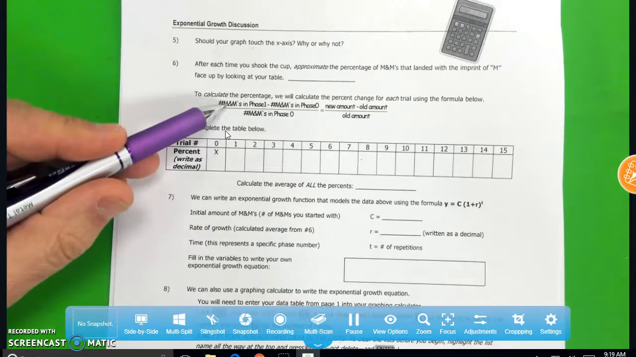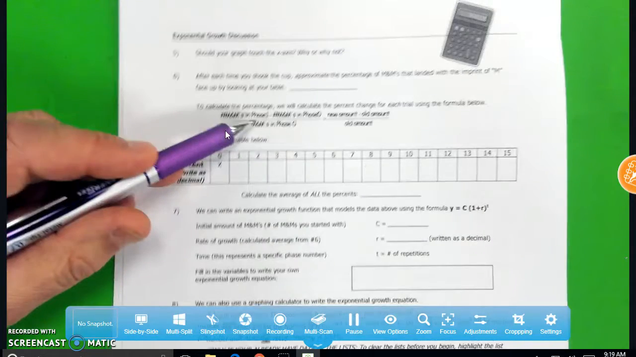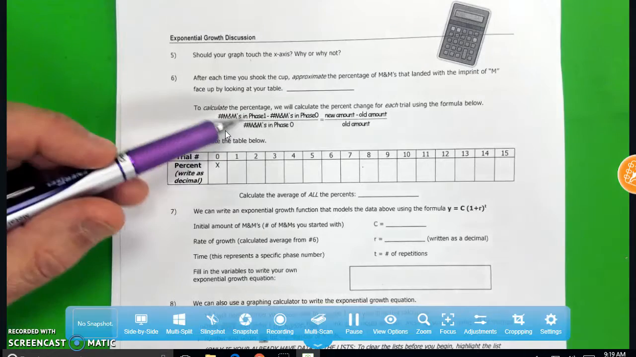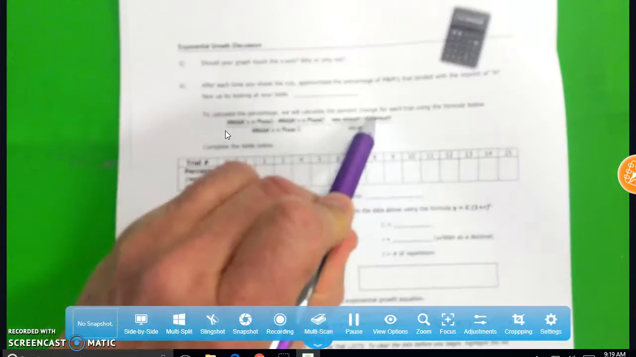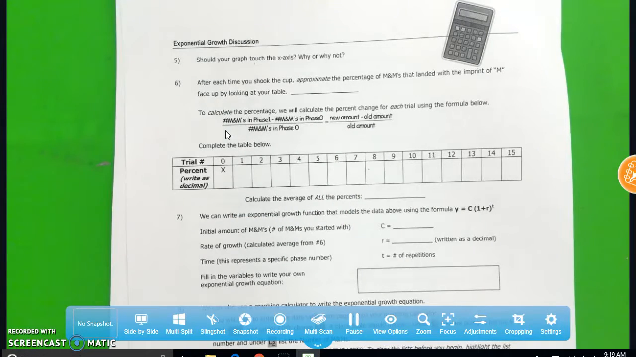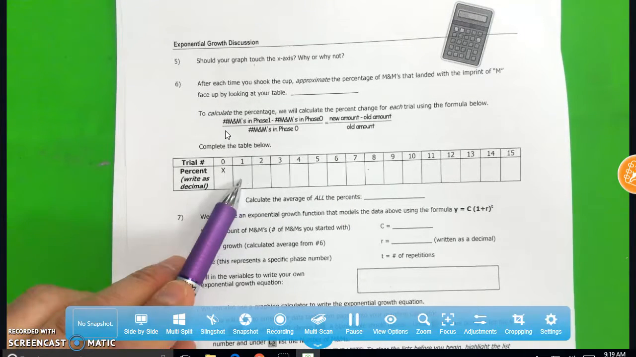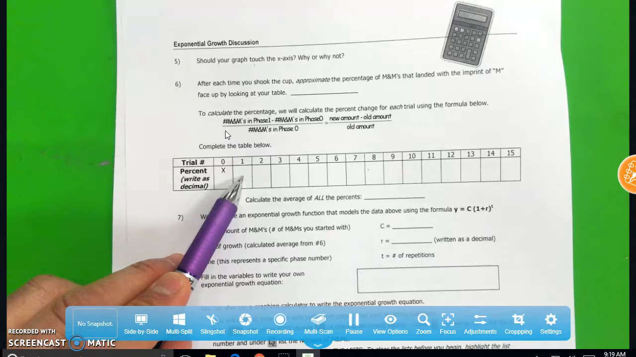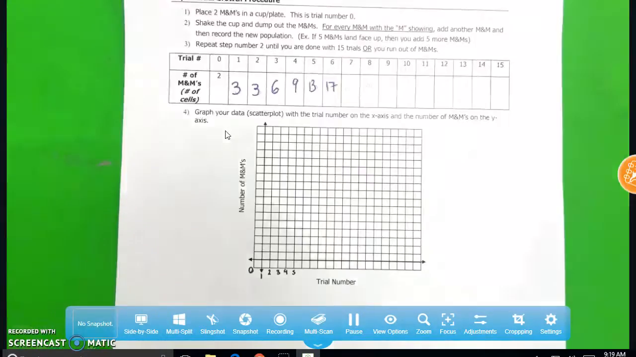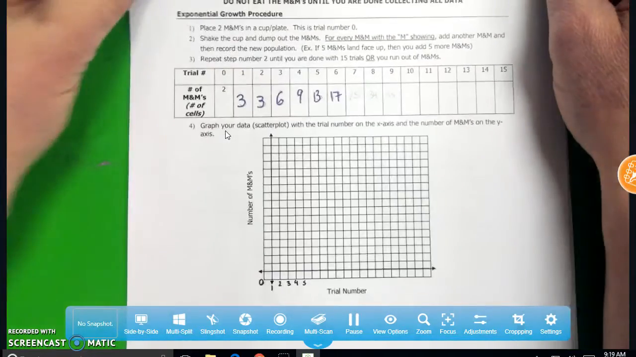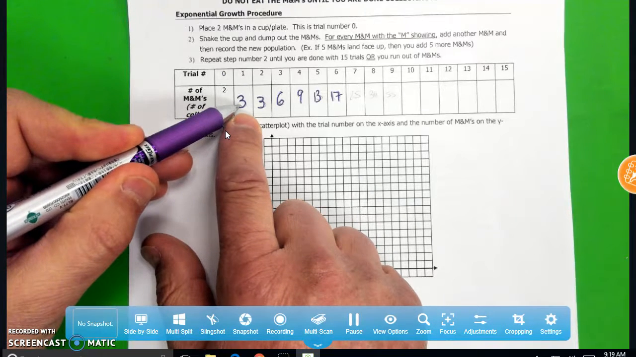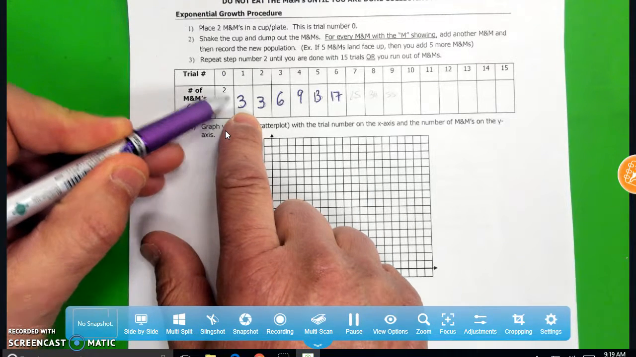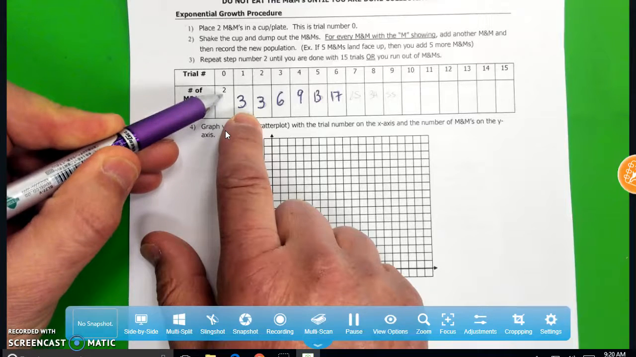Okay, now we're going to actually calculate the percentage of increase. So now they give you the formula here, new minus old divided by the old amount. And we're going to write it in this table. We're going to keep the percentage in decimal form. So to start with, trial 1, you had 3. That's your new number. The previous trial, 0, is your old number.